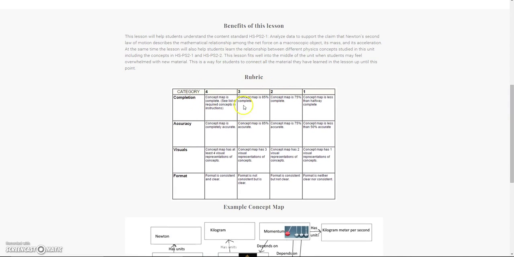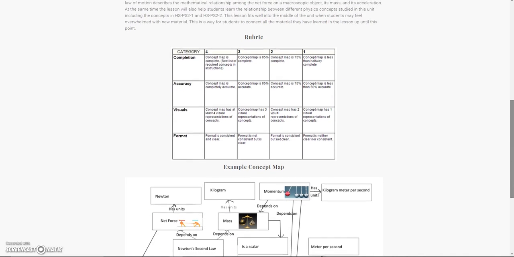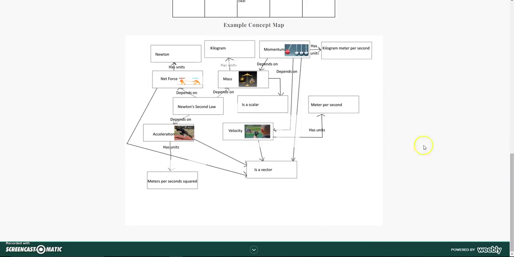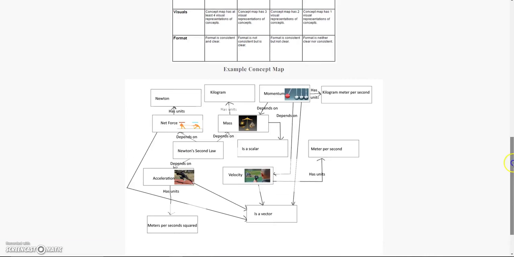Again, here you can see the rubric, and I have a category for completion, accuracy, visuals, and format. Accuracy is only one component of what I'm looking for. And here's an example of this concept map. They start off with Newton's second law, and they say what it depends on, and what that is. Is it a vector? Is it a scalar? The units. So they have this concept map going here.